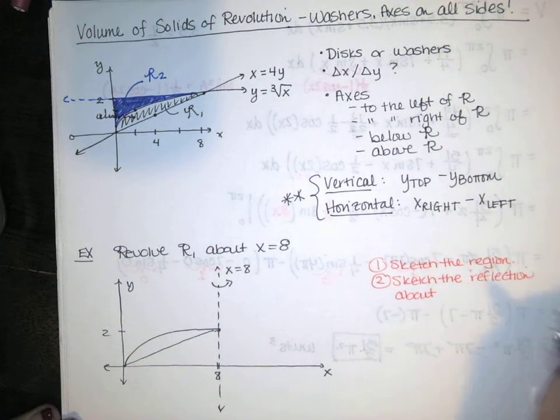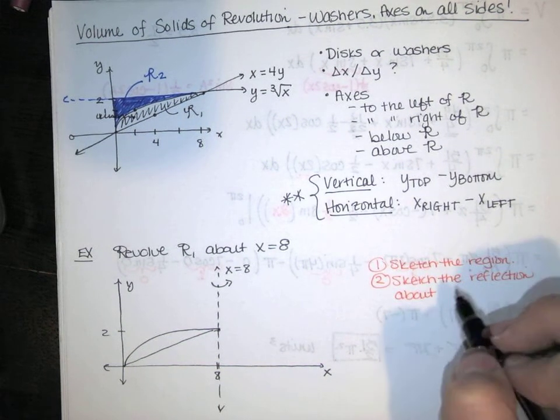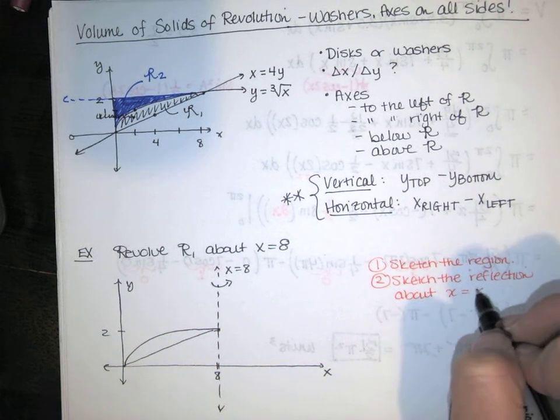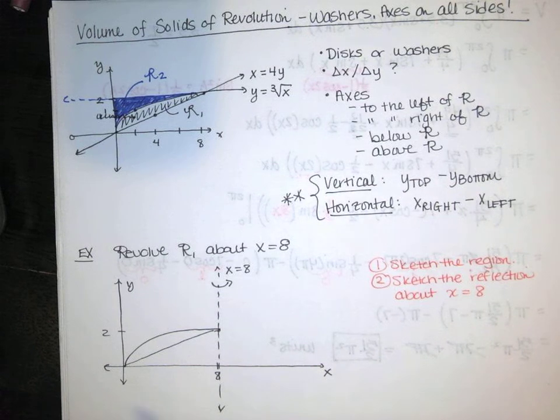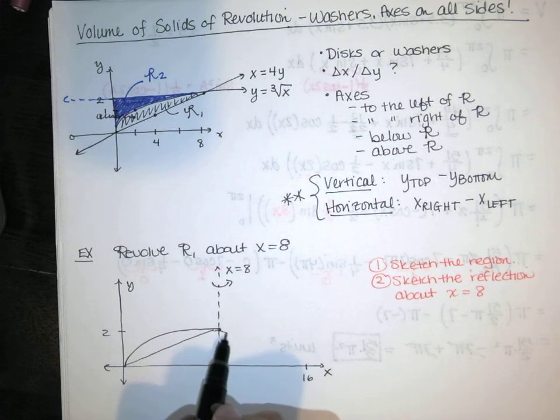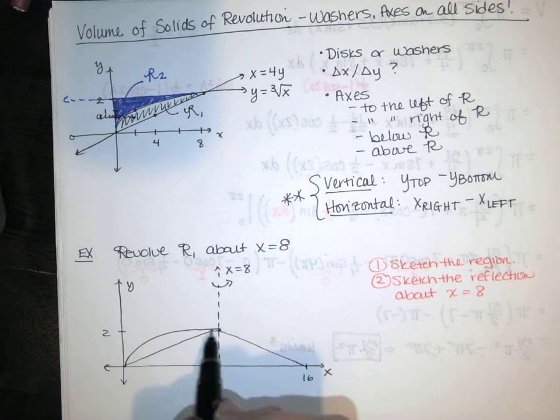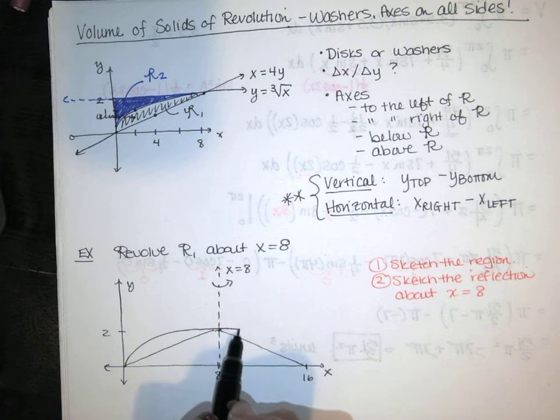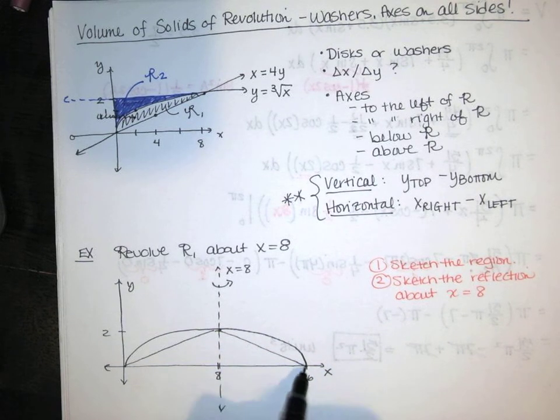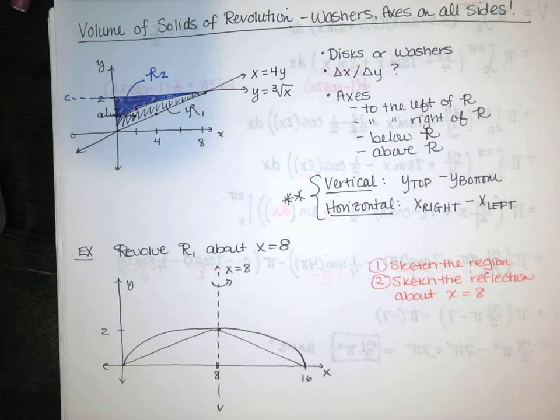And the axis of revolution this time was x equals 8. So if this distance is 8, I'm going to go out to 16, obviously not to scale. And if this line goes up like that, the reflection is going to go down like this. This goes down like that, I imagine it's going to kind of go down like that. It's not perfect, but close enough, right?